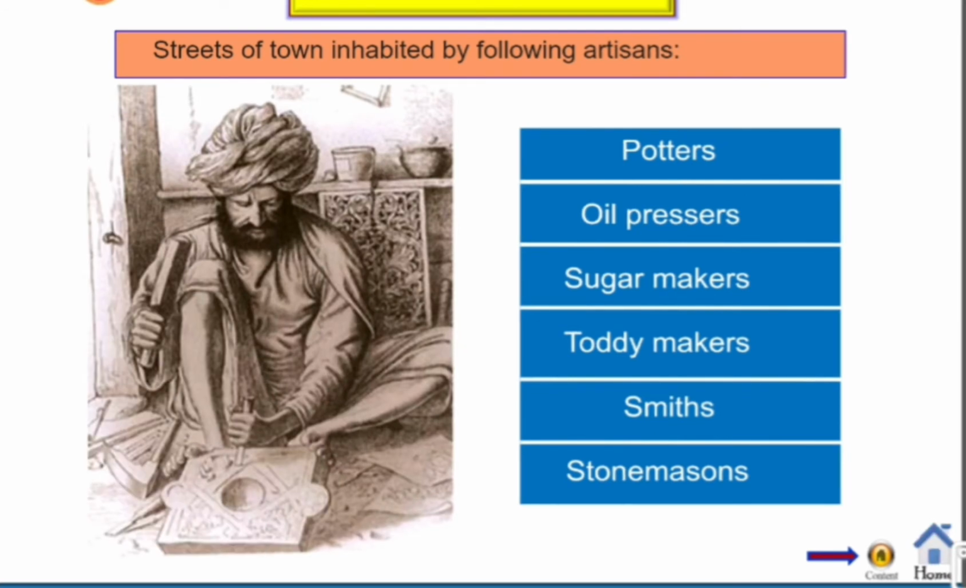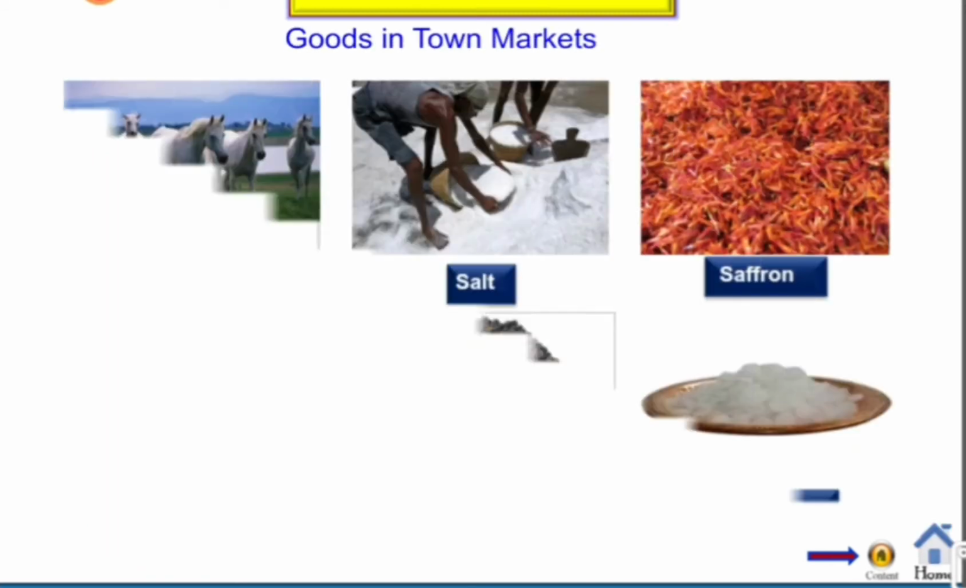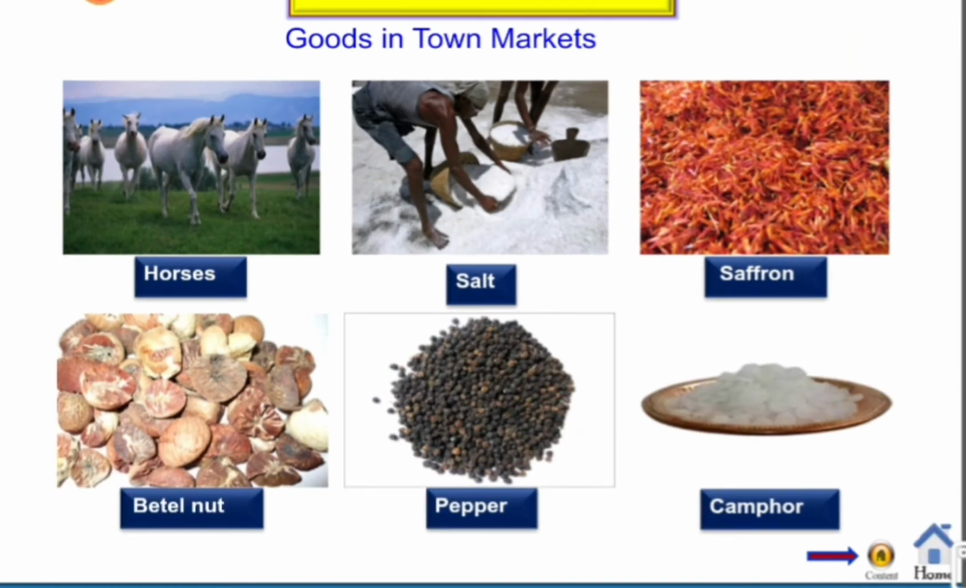The streets of the towns were inhabited by the following artisans: potters, oil pressers, sugar makers, toddy makers, smiths, and stone masons. The goods sold in the town markets were horses, salt, saffron, betel nut, pepper, and camphor.